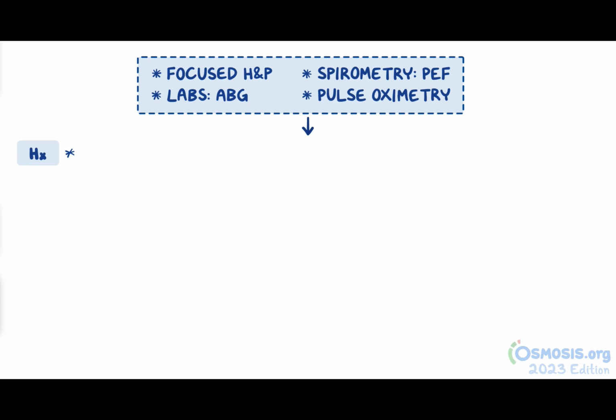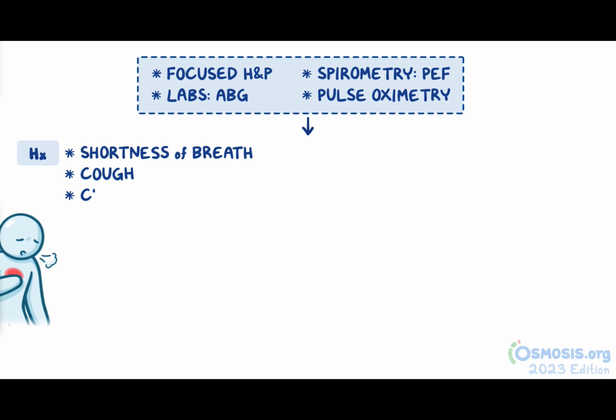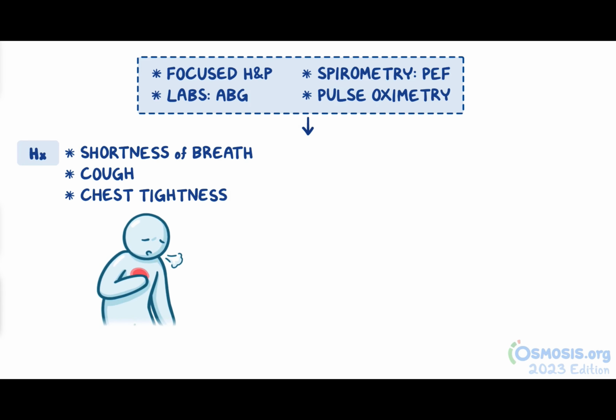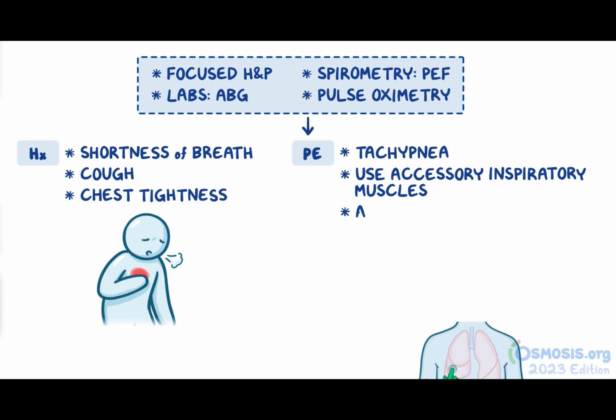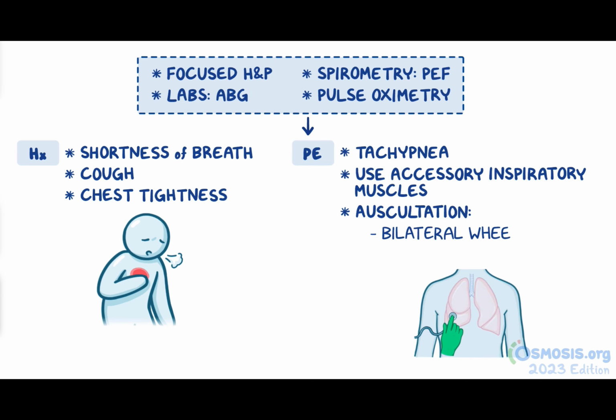History typically reveals shortness of breath, cough, and chest tightness. On the flip side, physical exam is likely to show tachypnea and use of accessory inspiratory muscles. In addition, auscultation can reveal bilateral wheezing due to inflamed and narrowed airways, and if the condition worsens, you may find decreased or even absent breath sounds since less air is reaching alveoli.